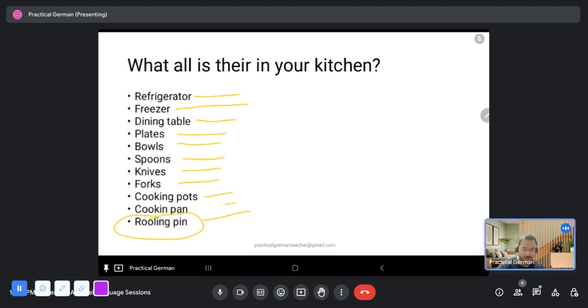Yeah, dining. What is table? What is just table? Tisch. Tisch, right? And dining table is Esstisch. Yes, Tisch. Is it Tisch? No double S. Yeah. I'll give you the answers, guys.